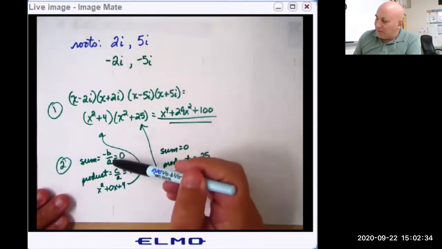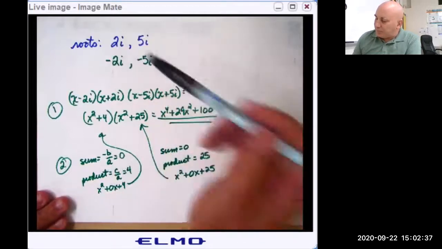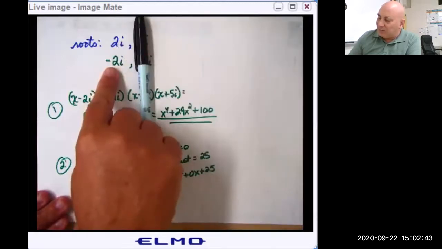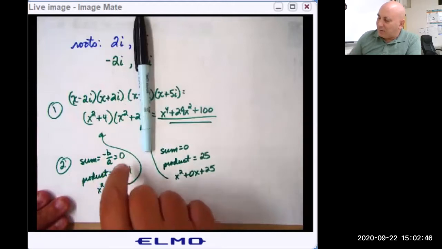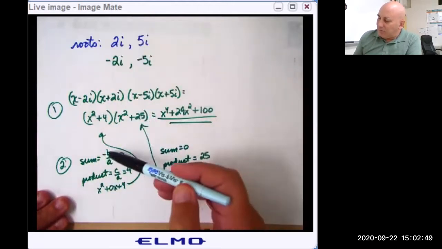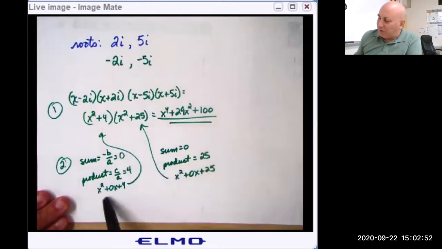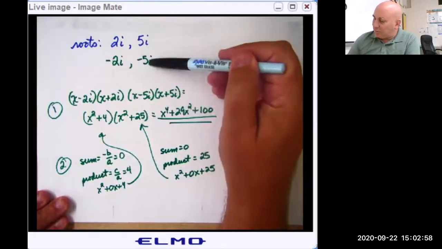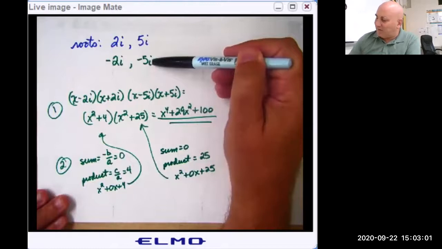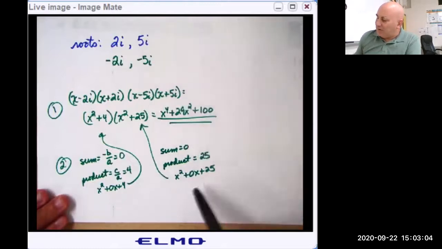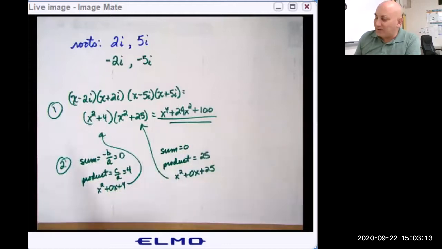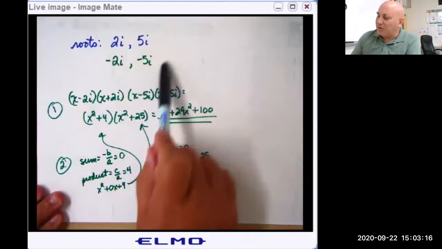Or negative b over a. For these two roots, the quadratic that gives you these two answers, well, the sum is 0, the product is +4. So that means a is 1, b is 0, c is 4. You get x squared plus 4. Same thing here. The sum is 0. The product is +25. So negative b over a must be, let's see, b must be 0, c is 25. Then multiply those two quadratics together to get the 4th degree polynomial that has these 4 roots.